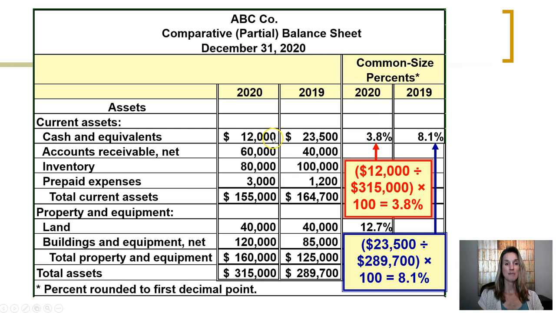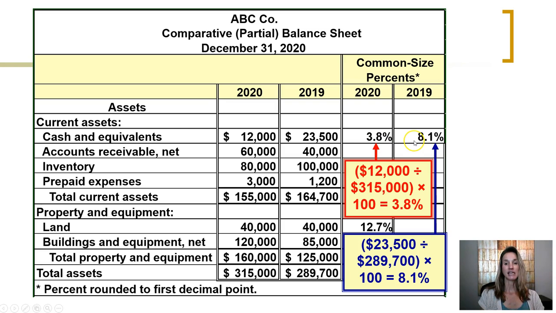We take the amount of cash, which is the analysis amount, or the amount we are analyzing, and divide by the total assets. 12,000 divided by 315,000 multiplied by 100, 3.8%. In 2020, cash was 3.8% of total assets.